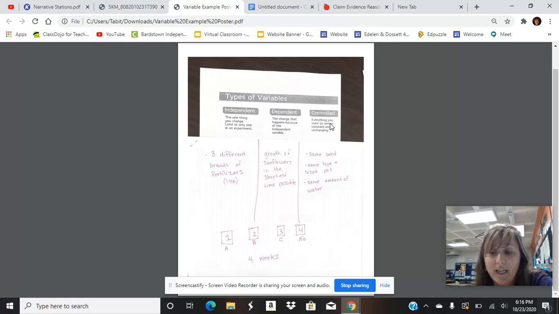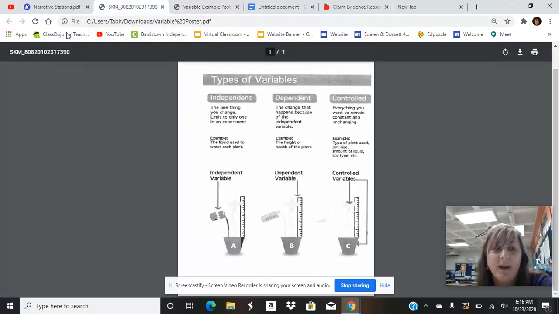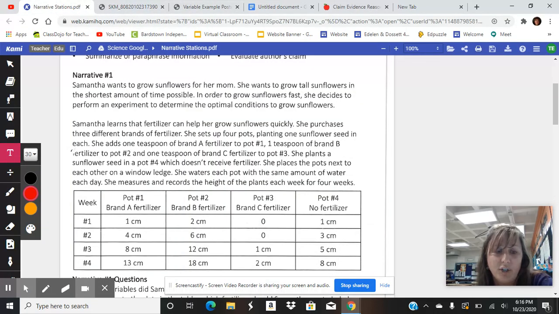Now, the controlled variable, remember, is what she keeps the same. She used the same sunflower seed, the same type and size pot, and the same amount of water. And she also put them in the same place to get the same amount of sunlight. So we know what our independent variable, our dependent variable, and our controlled variable are. Now let's go back and look at the chart.